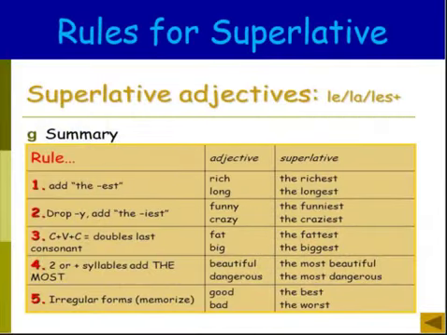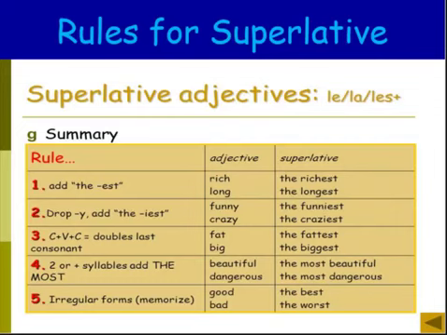After a one syllable word, the plus est: the richest, the longest. Rule number 2: drop y and then add iest. When you see after the word there is a y and before that there is a consonant, then we have to drop the y and add iest to make a superlative degree.